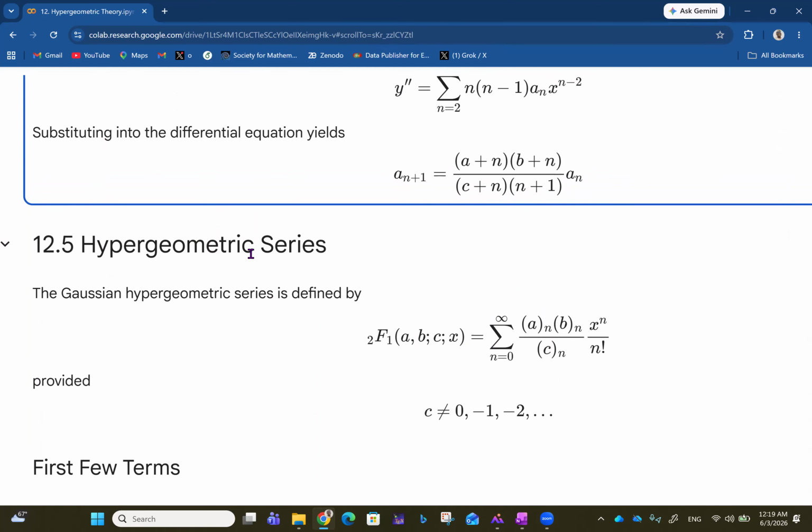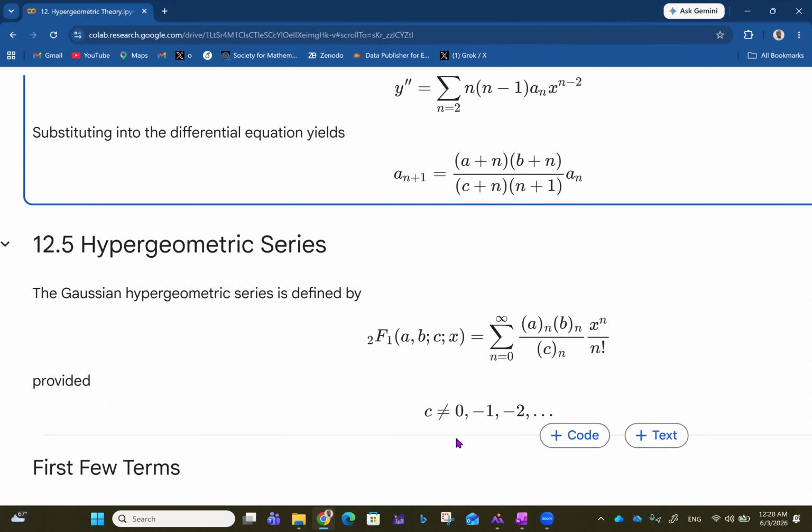So here you have the hypergeometric series. The Gaussian hypergeometric series is defined by 2F1(a, b; c; x), where a, b, c are the parameters, and that is the same thing as the summation from n equals 0 to infinity of (a sub n Pochhammer)(b sub n Pochhammer) all over (c sub n Pochhammer), and then you have x raised to the power n over n factorial, provided that c is not equal to 0, minus 1, or minus 2.